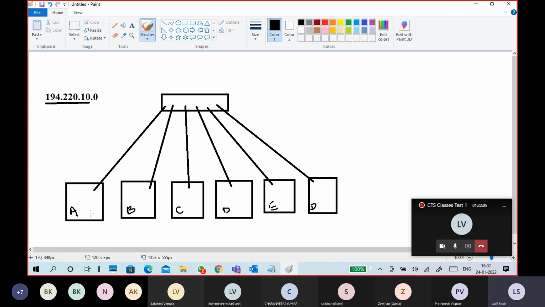And which one is changing? The last part. 1, 2, maybe 5. I will put a 10. Maybe I'll put a 20 here. I'll put a 30 here. For all of these, the first three portions are not changing, but the last portion is changing. But all are in the same logical network. So this we call the host ID.